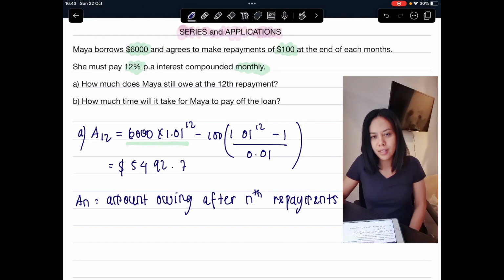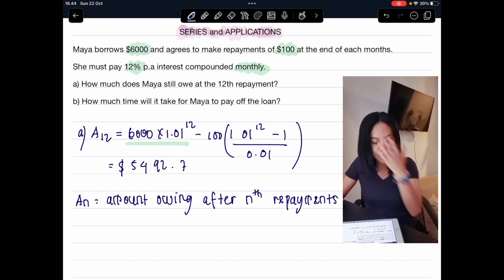Okay, everyone. Today we're going to be continuing our problem solving on geometric series that relates to compound interest. In the first video we did question A, and today we're going to do question B. Let's read the question again together.